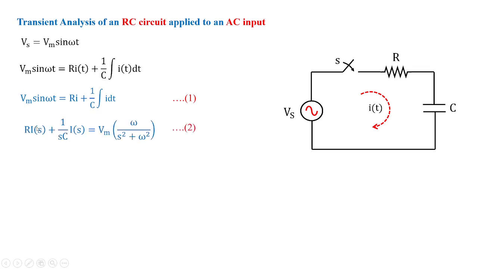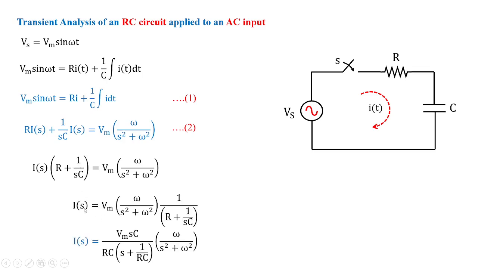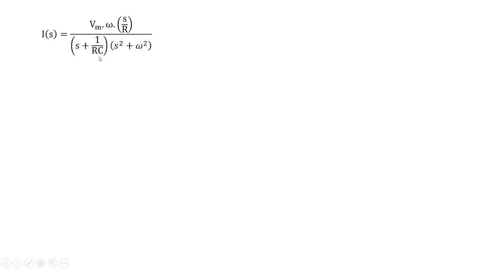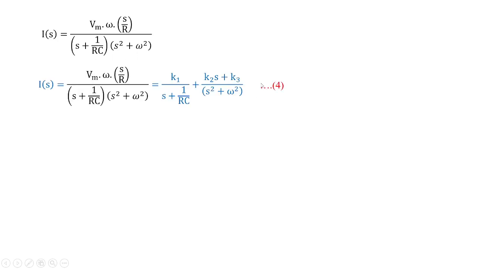So Ri becomes R I of s, 1 by C integral i dt becomes 1 by sC I of s, and the sine term becomes omega by s square plus omega square. Now reframing this to get the value of I of s, which is shown in equation 3. You can see here we have Vm omega s by R whole divided by s plus 1 by RC times s square plus omega square. Now this can be changed to partial fractions with constants K1, K2 and K3.